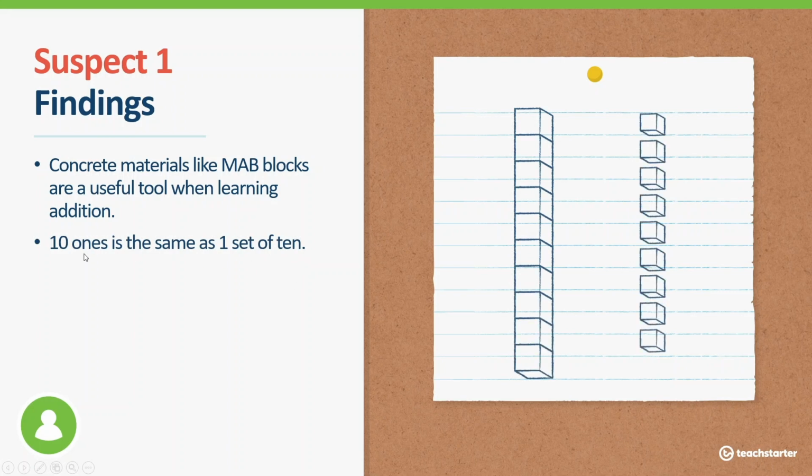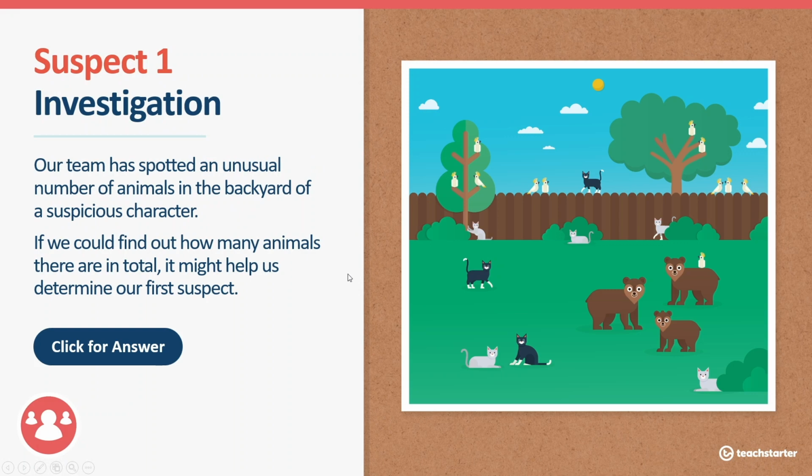Students will be familiar with the concrete version, like the physical version. So this is a reference to that in the PowerPoint. And the investigation involves the students determining how many animals are in the backyard. And then once they determine how many animals, they will be given access to the suspect list in the database.